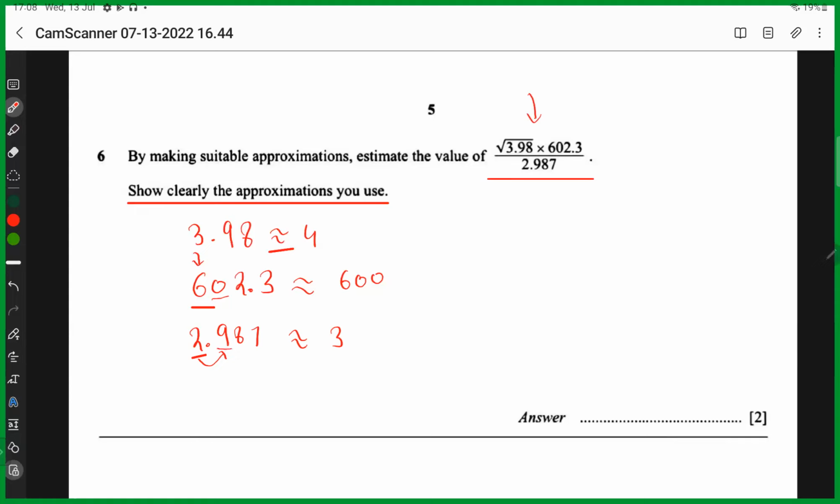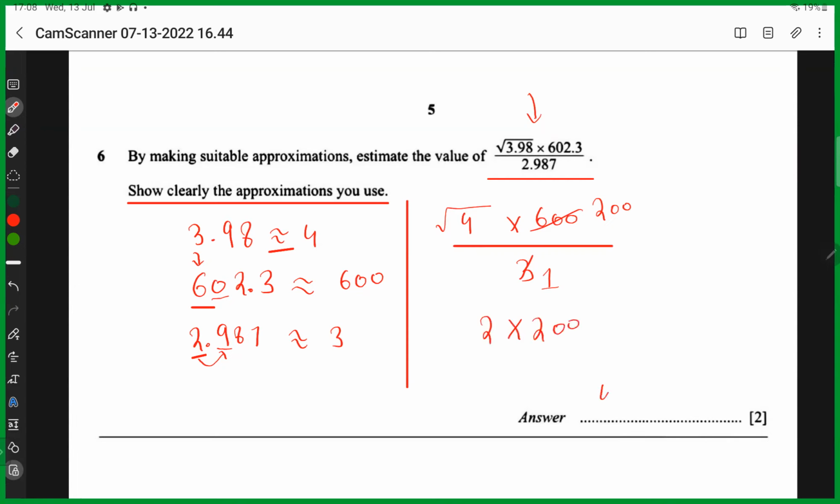Okay. Now I am again going to write down the entire thing using these approximated numbers. So square root 4 multiplied by 600 divided by 3. Now 3 is 1 times 3 and 3 is 200 times 600. Root 4 would become 2. So 2 multiplied by 200 is going to give you 400, and this is going to be the answer.